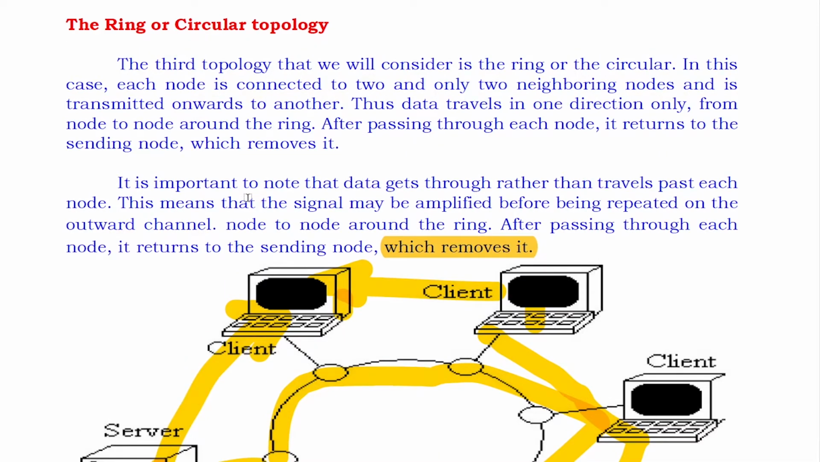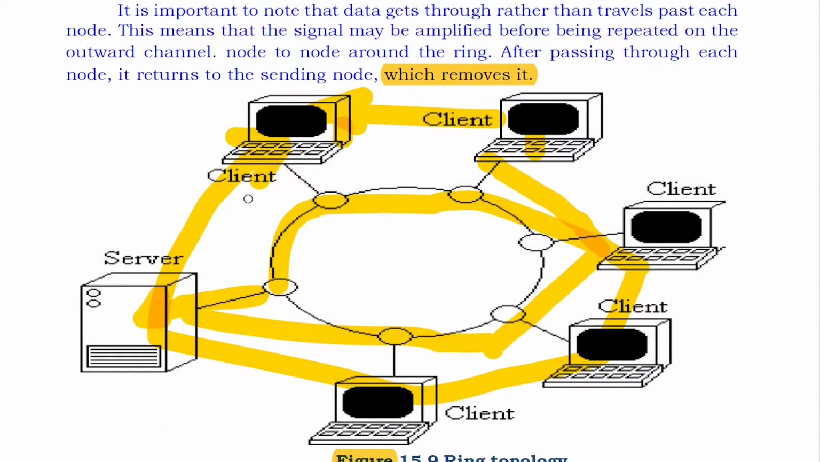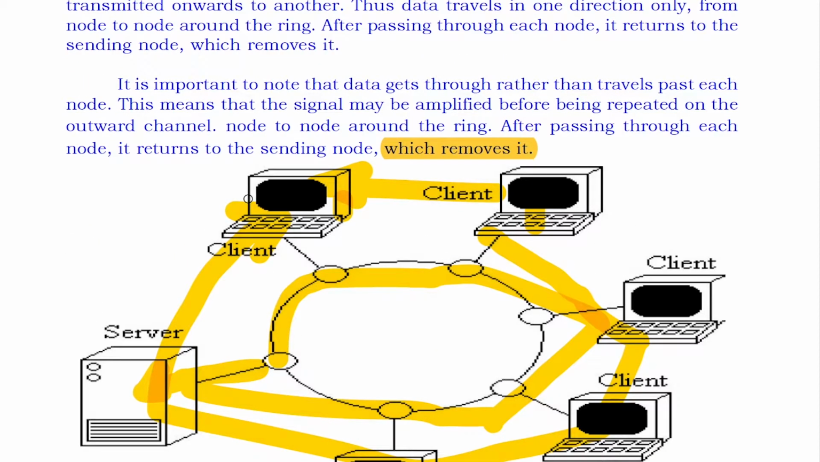So very simple. I don't know why they made it so complicated. This could have been explained in a very simple way. It is important to note that the data gets through each node rather than travels past it, like this. This means that the signal may be amplified before being repeated on the outward channels.